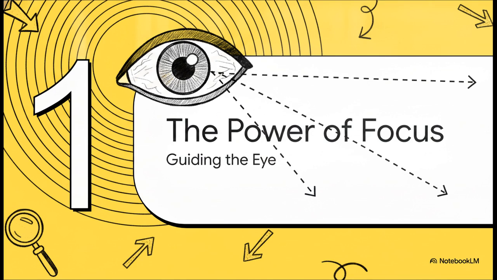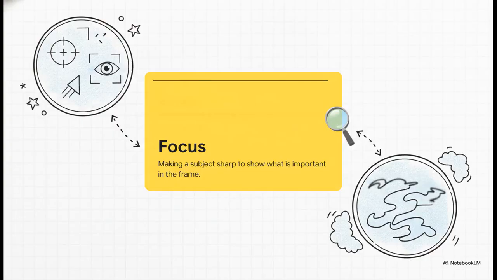Section 1. The power of focus. Before we can really master the art here, we have to understand the baseline mechanic. At its most basic level, focus just means making a subject appear sharp and clear. But functionally, everything that falls outside of that focused area gradually becomes softer or blurred out. So the crucial point is this: sharp equals attention. The human eye is just naturally drawn to contrast and clarity. By isolating a subject in sharpness against a softer background, you're essentially handing the viewer a visual map. You're explicitly telling them, hey, this is what's most important right now.